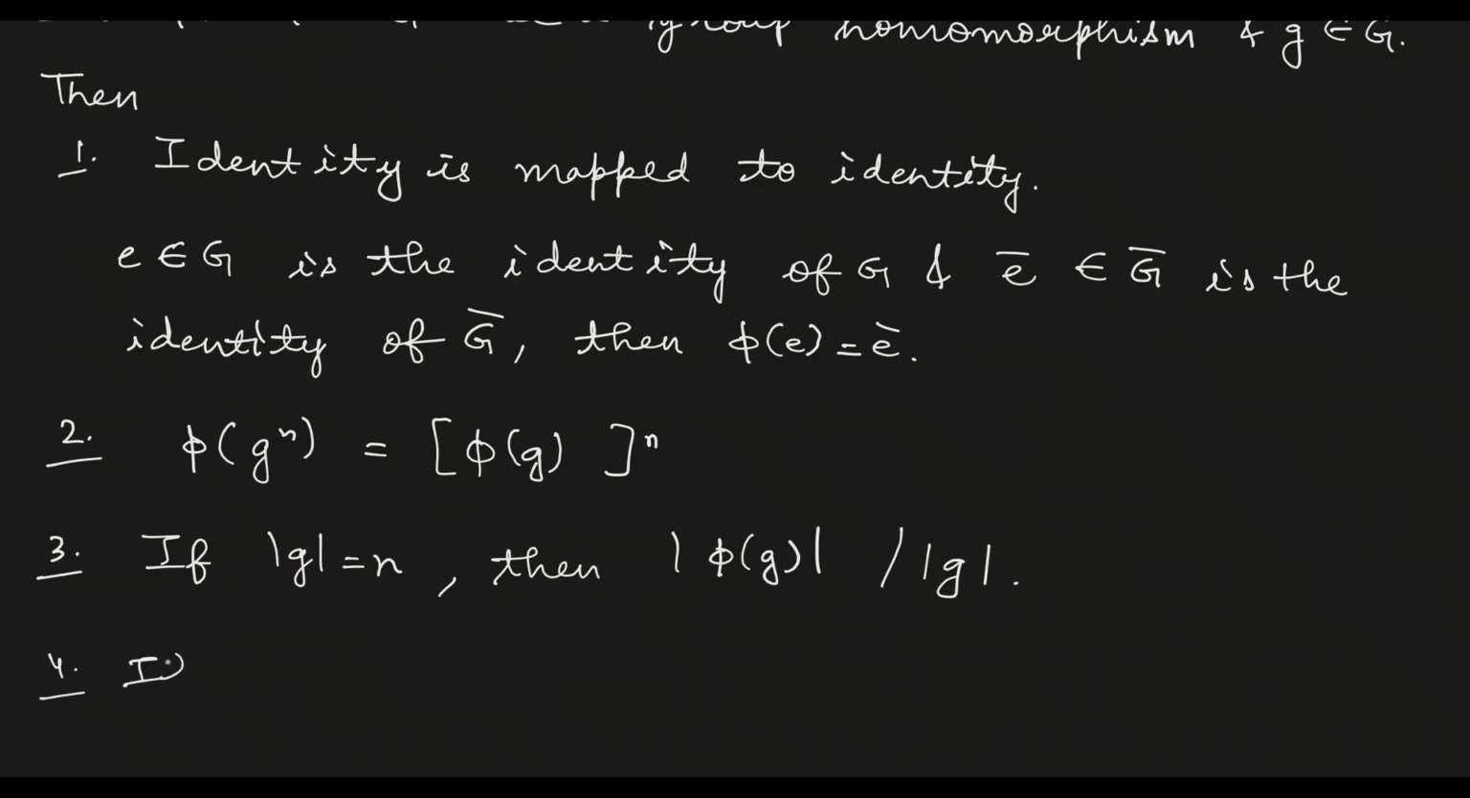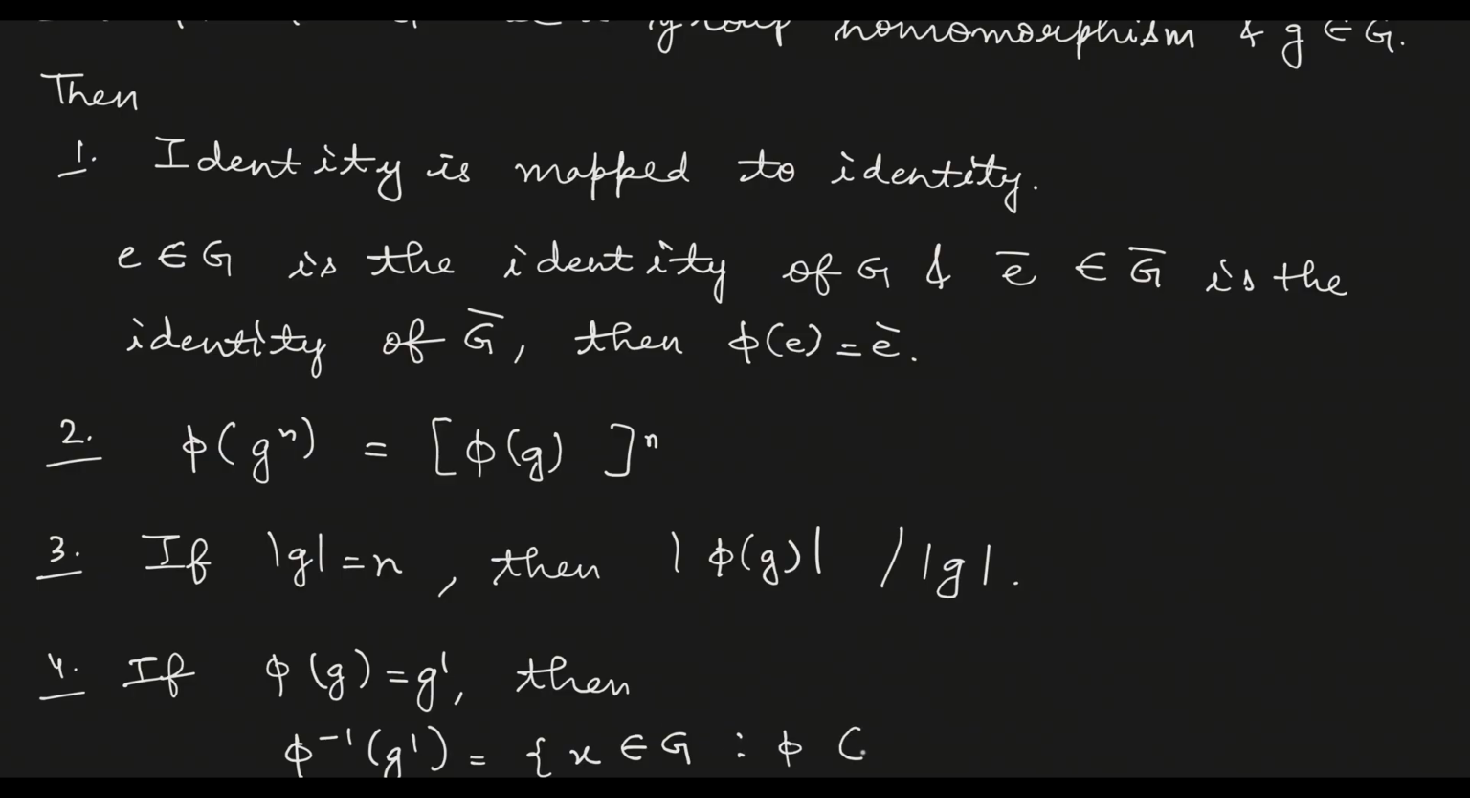Fourth, if phi g is equal to g dash, then phi inverse g dash is equal to x belongs to G such that phi x is equal to g dash, and this is equal to g into kernel phi.